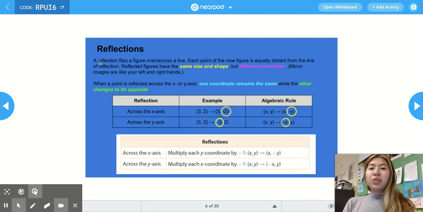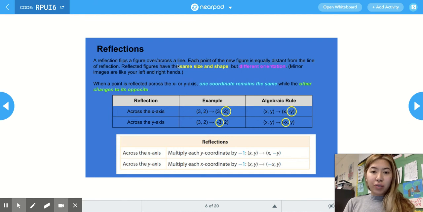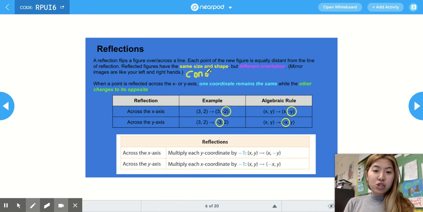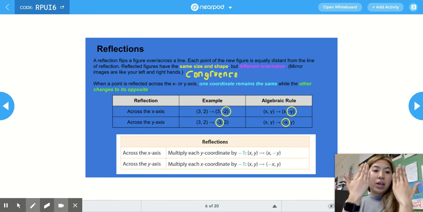So a reflection flips a figure across or over a line, and each point of the new figure is equally distant from the line of reflection. Reflected figures have the same size and shape, so they maintain congruence, but different orientation. They do change the direction that they're facing. And imagine that reflection is like looking into a mirror or your left and your right hands. They look about the same shape and the same size, but they're facing opposite directions. As you can see, my thumbs are pointing in opposite ways.